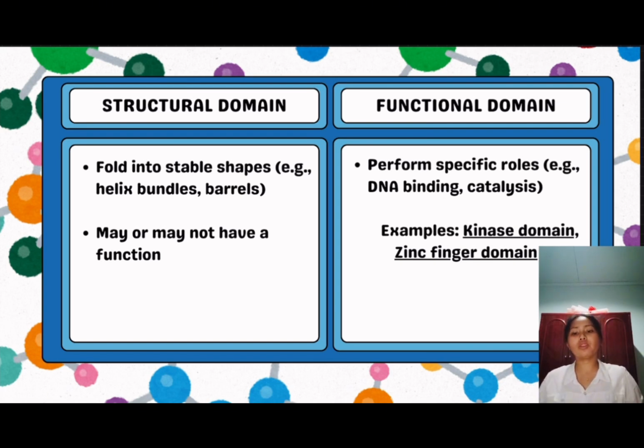Domains are modular, meaning they're like Lego blocks. You can reuse them in different proteins. Evolution has been doing this for ages, combining these domains to make new proteins with different jobs. And most domains can even fold on their own, like a pop-up tent. They don't need help from the rest of the protein to take their shape. That makes them super versatile.